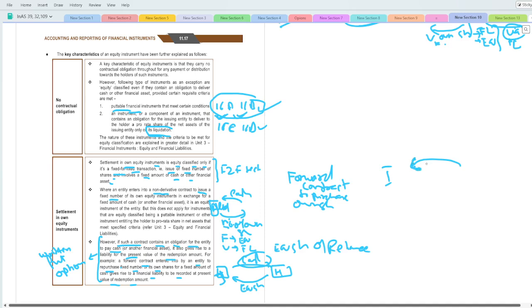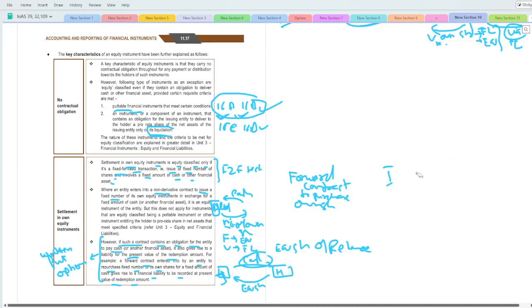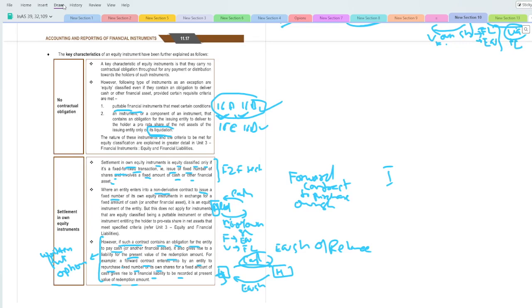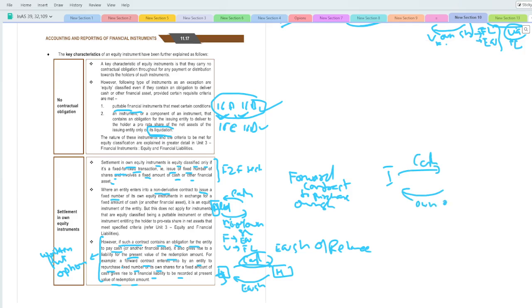ठीक है, तो सेम यही है फॉरवर्ड कॉन्ट्रैक्ट में कि इशूअर जो है आपका, जो आपको कैश देगा और यहाँ पे आपको ओन इक्विटी शेयर्स मिलेगा. ठीक है, फॉरवर्ड कॉन्ट्रैक्ट में. तो यहाँ पे आपको कोई फिक्स टू फिक्स टेस्ट के बारे में बात ही नहीं कर रहे, तो ये आपका इक्विटी इंस्ट्रूमेंट ही कहलाएगा. सो दिस इज ऑल्सो स्पेशल केस.